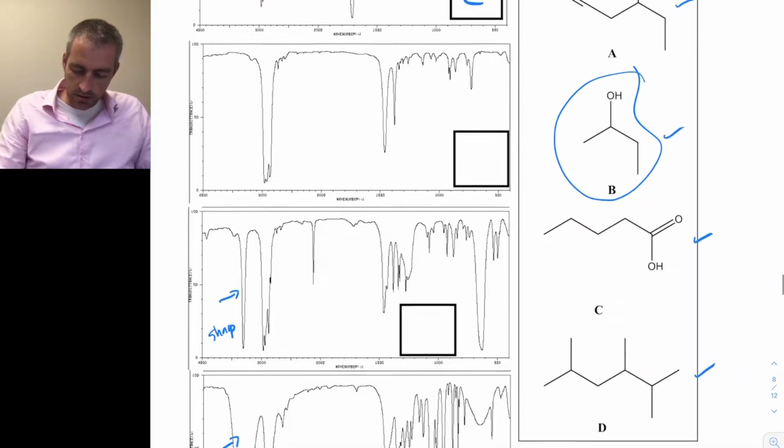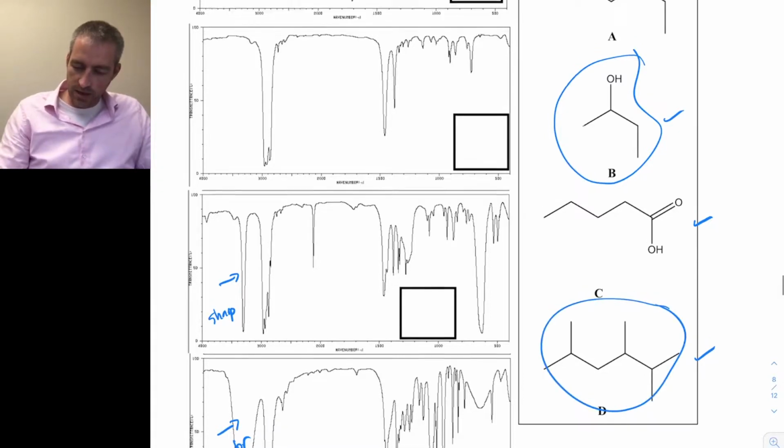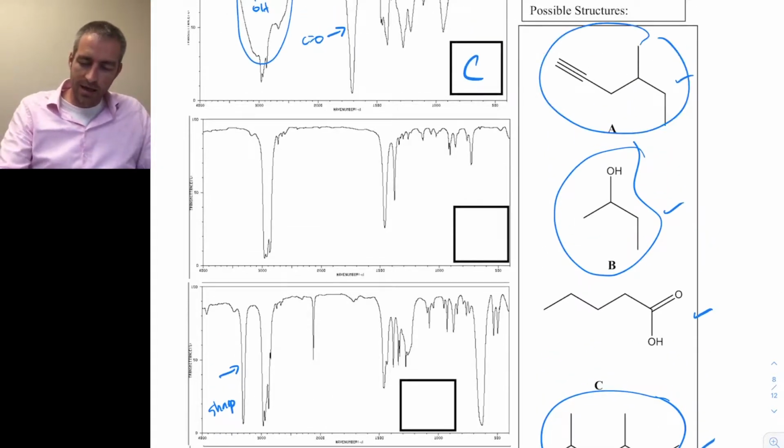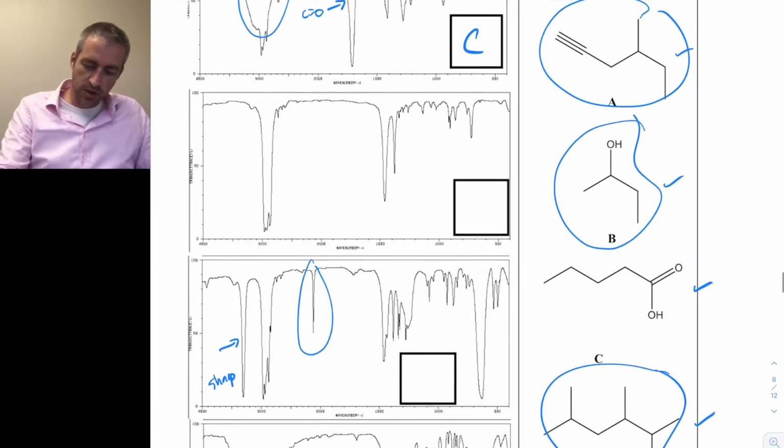That's all it wants. Okay, we have 2 more. We have an alkane left and we have an alkyne left. Alkyne should give you a CC triple bond right around here, 2200 reciprocal centimeters. This is a terminal alkyne. It comes at the end of the chain, meaning it terminates in a CH. That CH is what gives that sharp peak here. So this one is A.